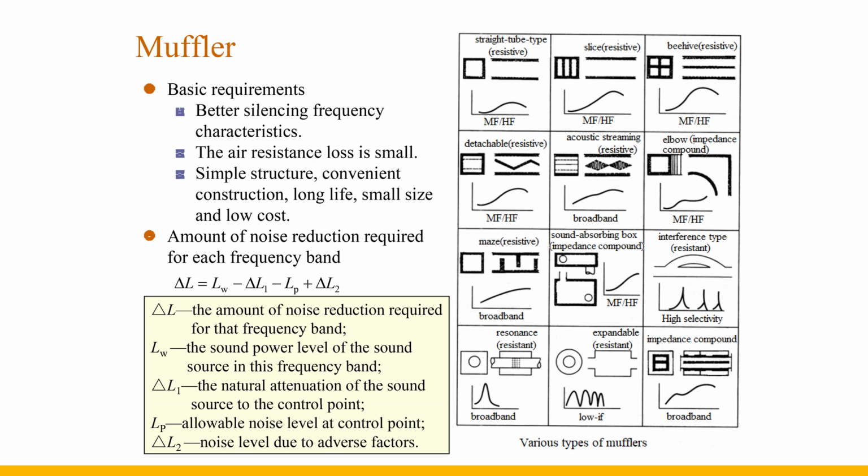The amount of noise reduction required for each frequency band is equal to the sound power level of the sound source in this frequency band, minus the natural attenuation of the sound source to the control point, minus the noise level allowed at the control point, plus the noise level caused by unfavorable factors.